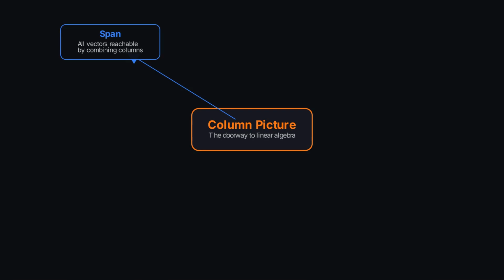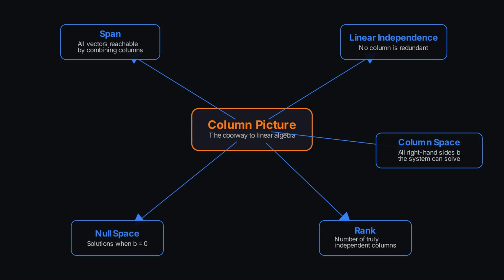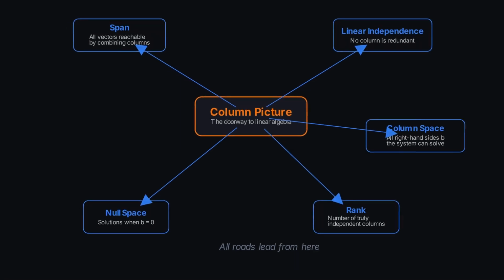Let's see why. Span: the set of all vectors you can reach by combining your columns. Linear independence: whether any column is redundant, meaning it can be written as a combination of the others. Column space: the collection of all right-hand sides B that the system can actually solve for. Rank, which tells you how many truly independent columns you have. And null space, the set of all solutions when the right-hand side is 0. All of these are column picture ideas. Every one of them flows naturally from thinking in terms of column vectors.